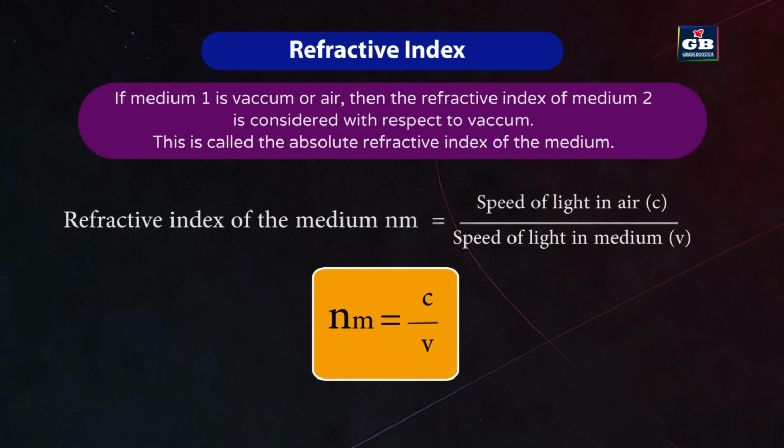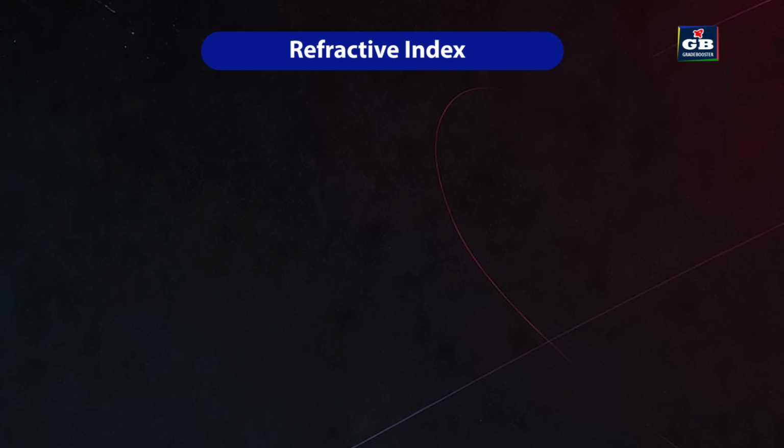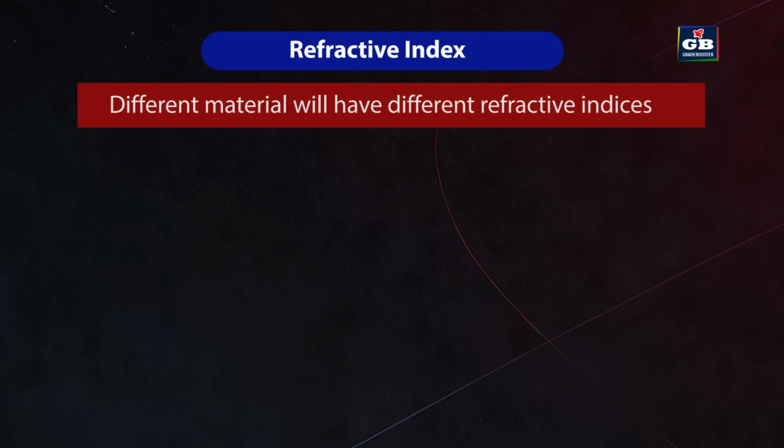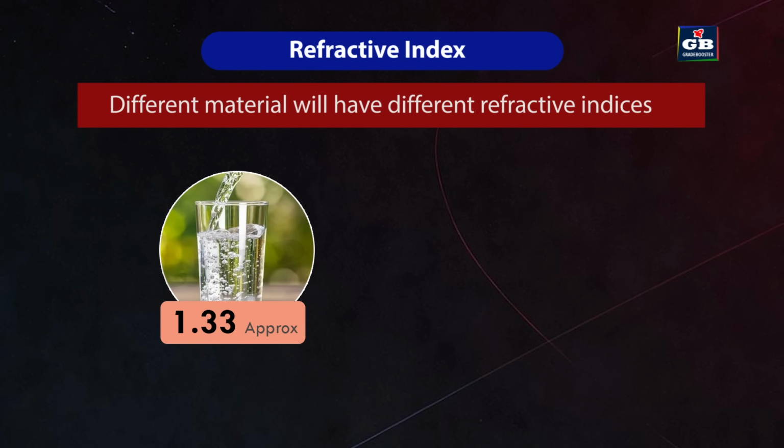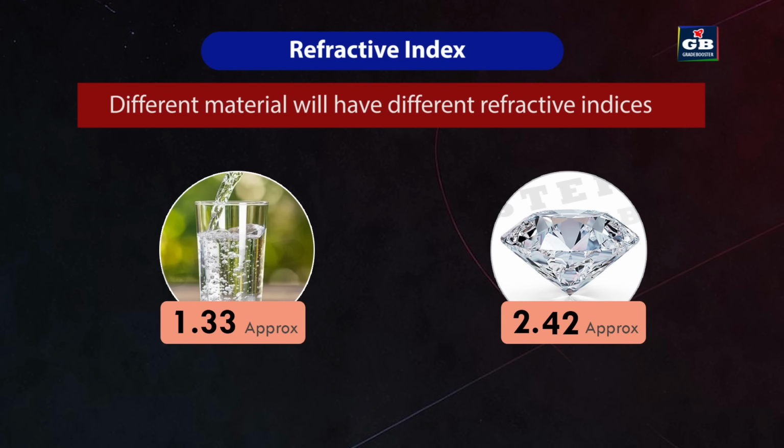If c is the speed of light in air and v is the speed of light in the medium, then the refractive index of the medium nm is given by nm equal to speed of light in air by speed of light in medium, that is c by v. Different materials have different refractive indices. For example, the refractive index of water is approximately 1.33, while the refractive index of diamond is approximately 2.42.